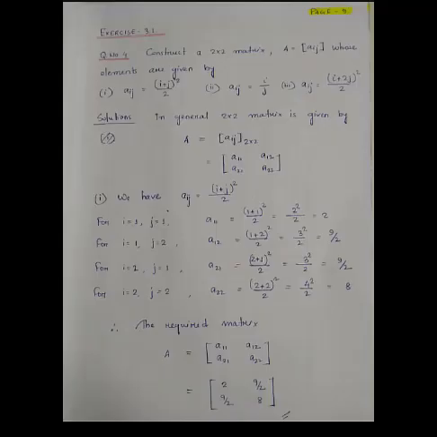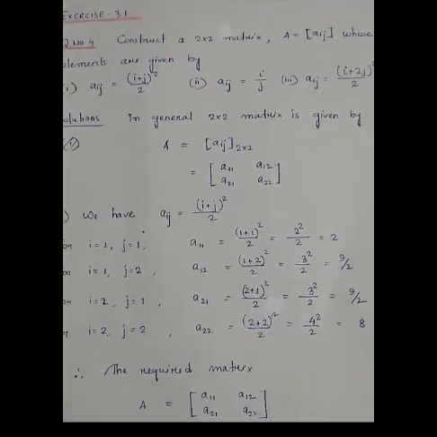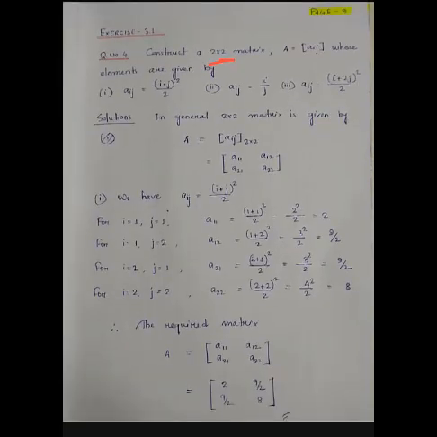Next, coming to question number 4, we are to construct a 2 by 2 matrix, meaning a matrix with 2 rows and 2 columns. Capital A equals the matrix in the box, where small aij is an arbitrary element found inside the matrix A, whose elements are given by aij equals (i plus j) whole square divided by 2.